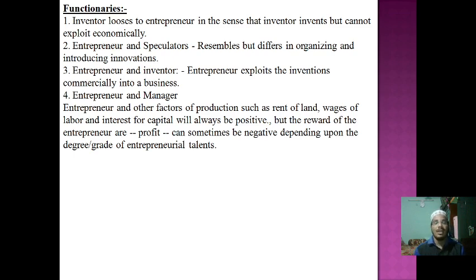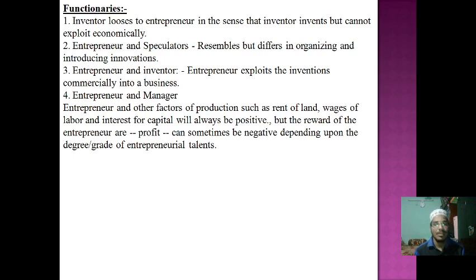Again I am telling the second point: entrepreneurs and speculators are two persons producing new ideas from different organizations. And inventors and entrepreneurs, what is the difference between them? The inventor is investing that amount to develop our organization, and the entrepreneur explores the inventor's investment to develop our business economically, or commercially.